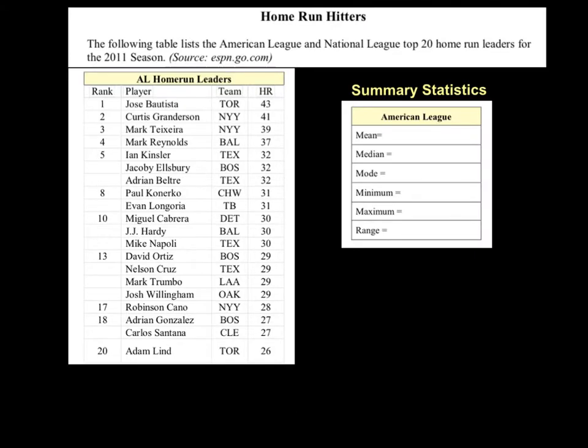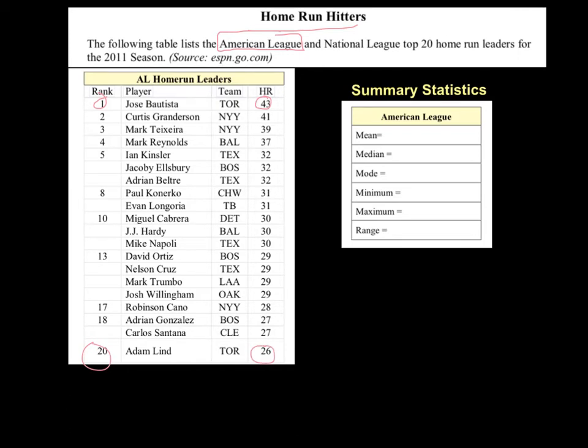Okay, so now let's just get into the crux of it, shall we? What we have here is a list of home run hitters, and the following table lists American League and National League top 20 home run leaders. Now, what you should have out in front of you while you watch this is the handout from your teacher. Forgive me my baseball knowledge, this is only the American Leaguers. You have the National League on the other side of your paper. So I'm just going to focus on the American League. From the number 1 most home runs, 43 in a season, down to the 20th for the American League, just 26 home runs.